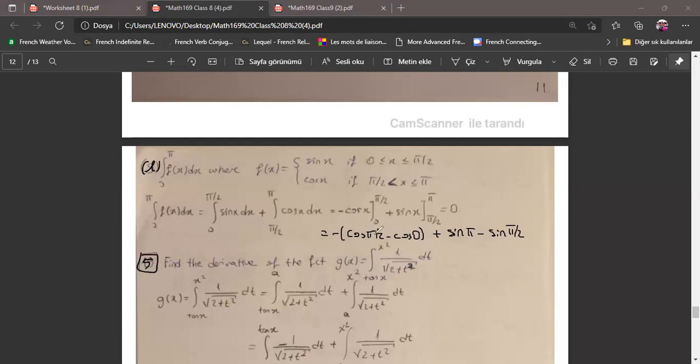So cosine pi over 2 is 0. This is 0. This is equal to 1. So you have minus times minus 1, you will have 1 there. Sine pi is equal to 0 again. Sine pi over 2 is equal to 1, so we have minus 1 there, so we get 0.